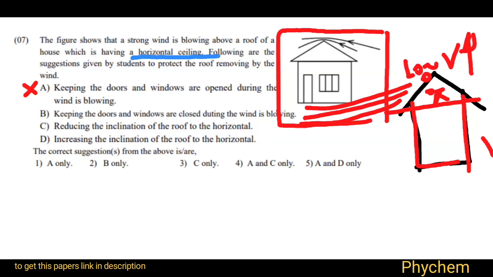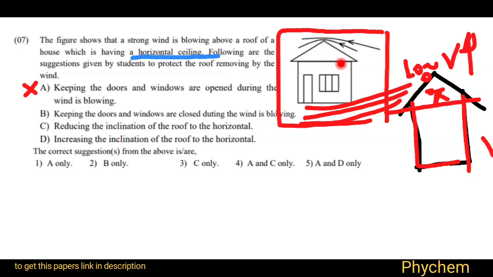So the B thing: keeping the doors and windows closed while the wind is blowing. Yeah, that's also right in general. But for this house, keep opening or keep closing, it is never going to work out because the ceiling separates the air. When you allow air to enter your house by opening your doors and windows, the air can move through your house, but it cannot enter the bottom part of your roof.